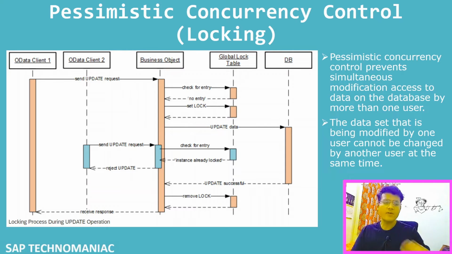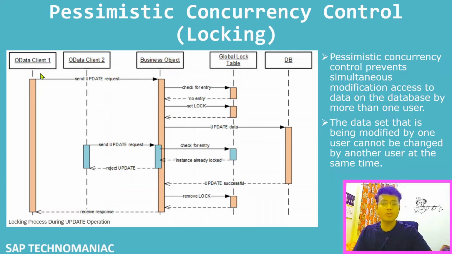But here, suppose user 1 sends the request, he clicks on the save button on the Fiori screen, at that time the EML business object update will trigger. EML we will discuss in detail in an upcoming video. Update will trigger, and it will check the lock entry, whether that particular business object instance is already locked by some other user or not. If there are no entries available in this lock table, then it will set the lock in that lock table and then update the data.